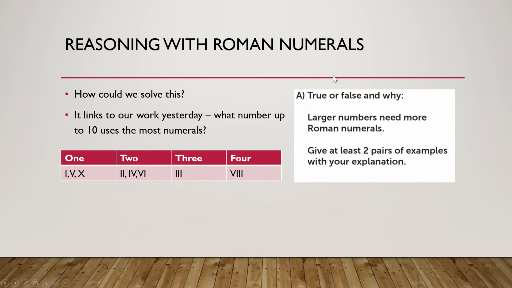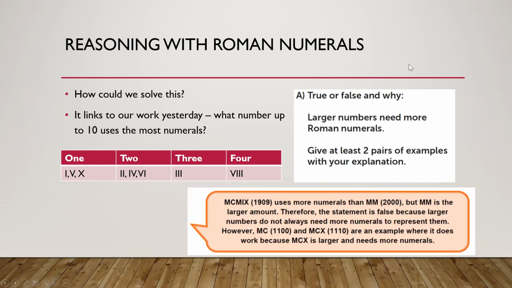But you can also look at other much bigger numbers, like we were looking at the years yesterday. So in this case, MCMIX, which is 1909, has more letters than MM because MM is 2000. And that's because MM is a larger amount. It's a nice round number. It's not far away from the milestone, the round numbers here.